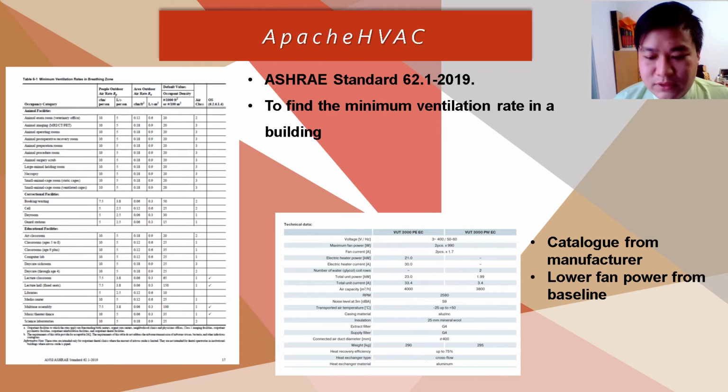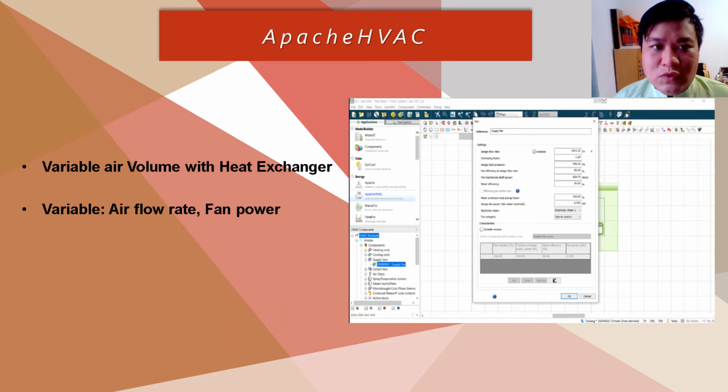Okay, so we're moving to the next slide. This is the layout of the Apache HVAC. As we can see, there is a lot of information there that we can change, but in this case, we will change only the airflow rate and fan power. The HVAC system that we use is VAV with heat exchanger.